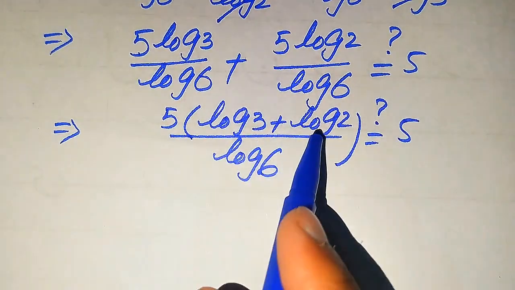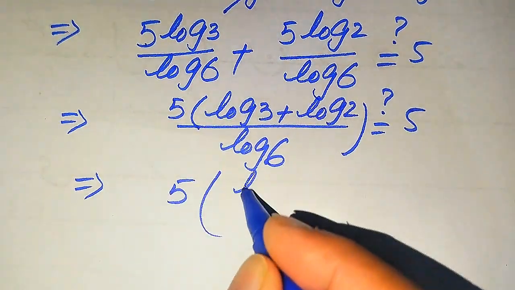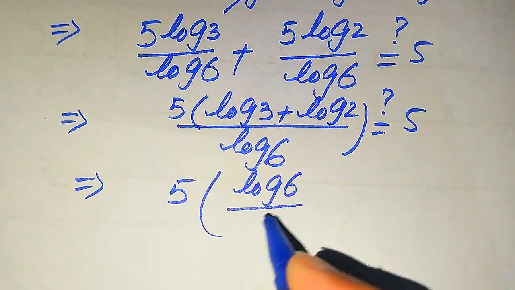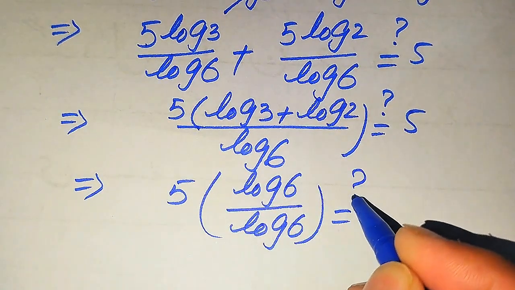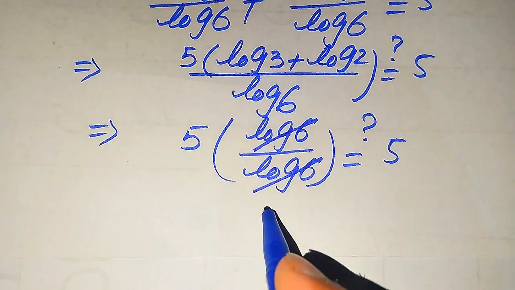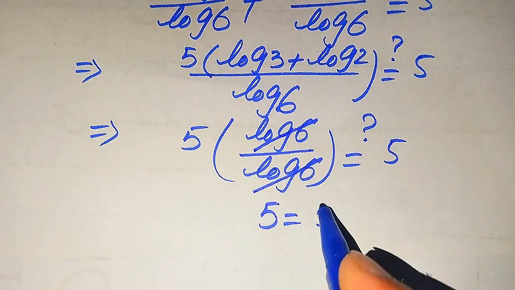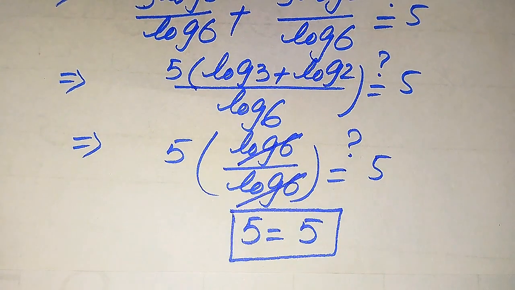We know that log 3 plus log 2 is equal to log of 6, so it will become log of 6 divided by log of 6, and we check whether this equals 5 or not. So this log 6 is cancelled out by this log 6, and finally we will get here 5 is equal to 5. So this means that the value of x, which is 32 to the power of log 3 with base 6, satisfies our given question statement.